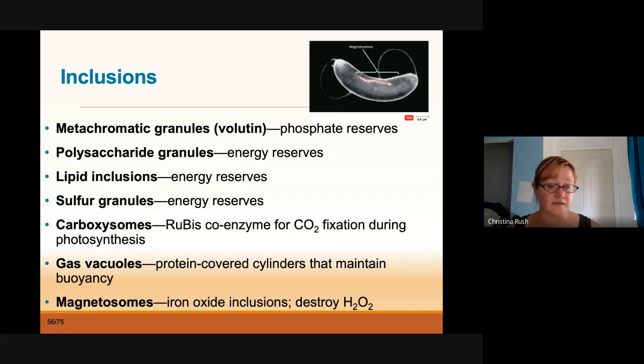Inclusions are also gas vacuoles, and these can help the cell to maintain buoyancy in a liquid environment. And then finally, the magnetosomes. These contain iron oxide inclusions, and they can destroy water oxygen radicals such as hydrogen peroxide. And that's what we see in that picture.